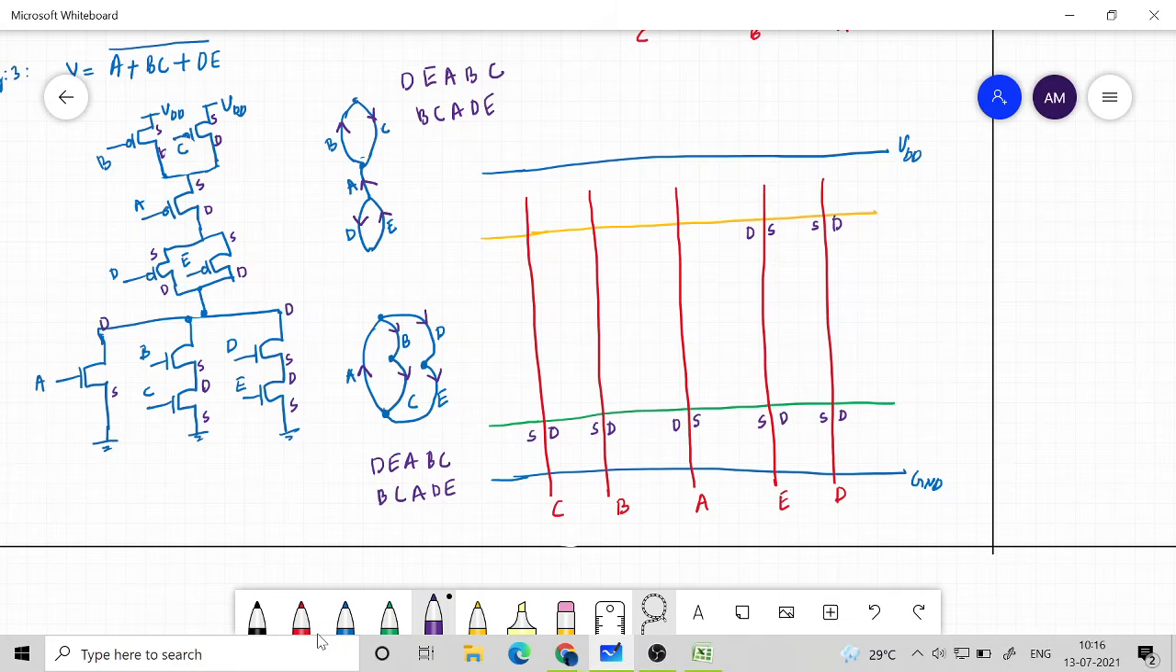Achha, there's some problem. D E A B C. So this is E. The source of E has to be connected to... yeah, so sorry, there is an issue. D E A B C.